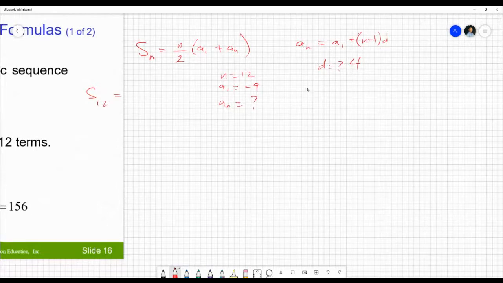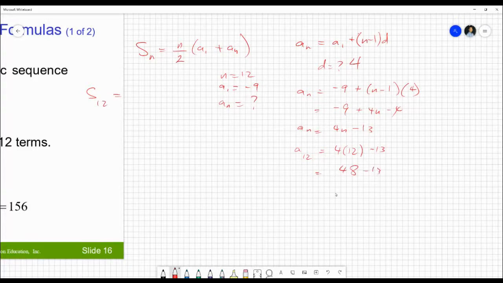Plug into our formula to find AN. And we know what A1 is, -9, so let's plug that in. Simplify a little bit. All right, so there we have our AN. So now we can find what A12 is equal to. So plug in 12, 48 minus 13. So we get 35. So our last term is 35.